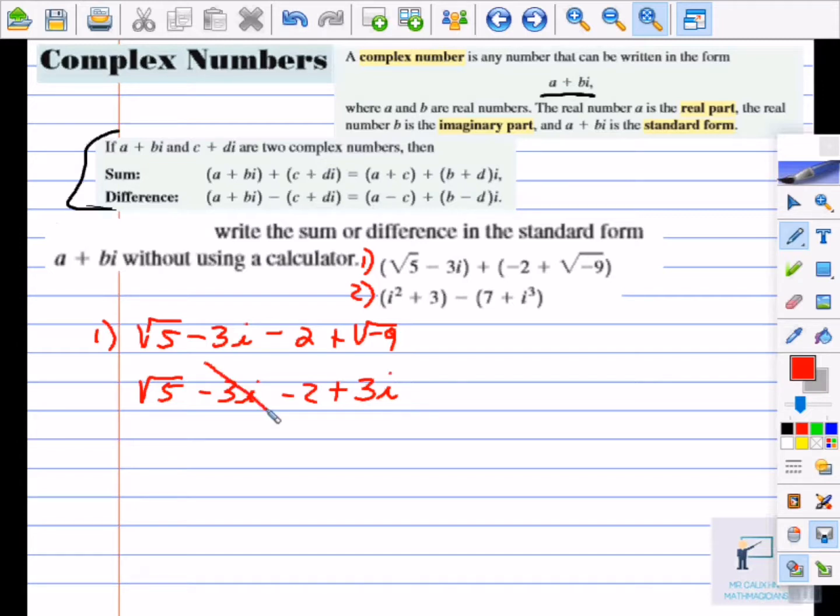In this case, you eliminate these two because 3i minus 3i is 0. Your final answer is just square root of 5 minus 2. That would be for number 1.